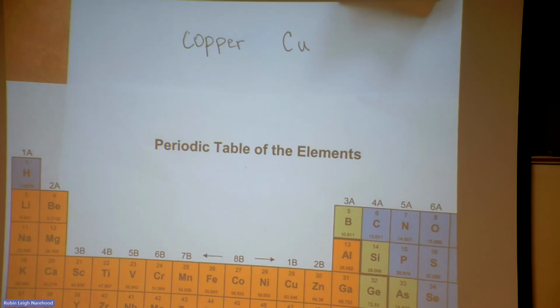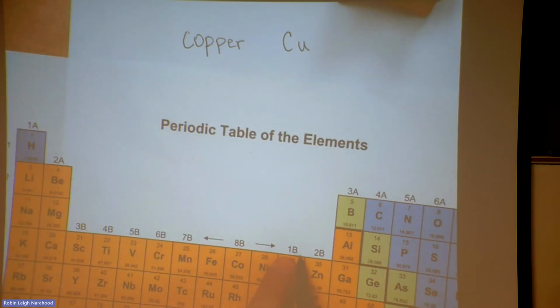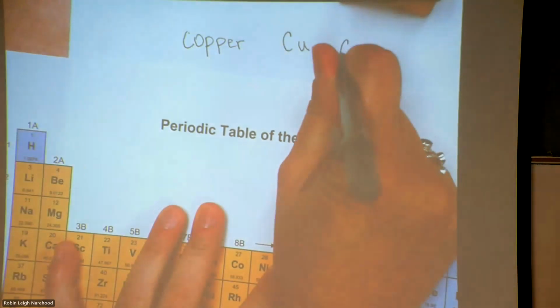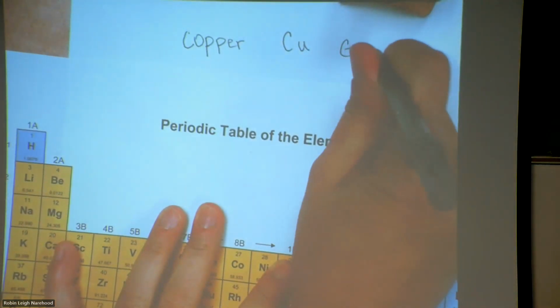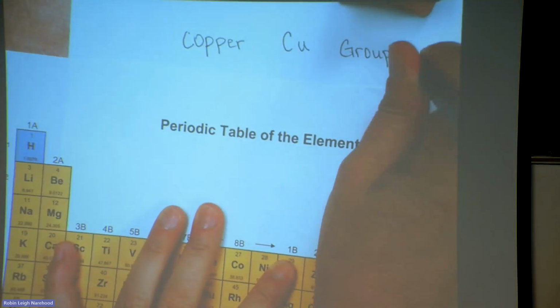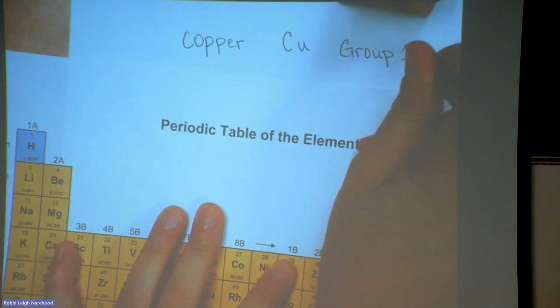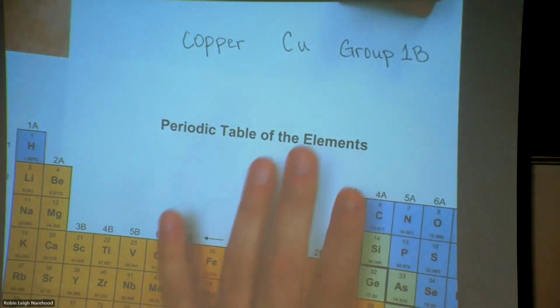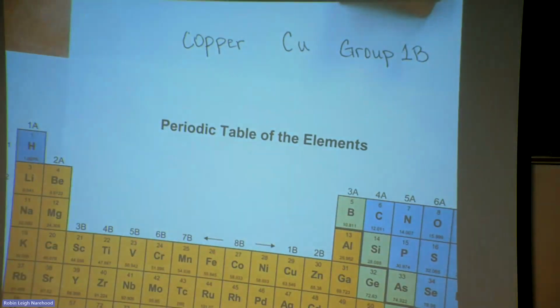And so this is done in columns and rows. The column that it's in has a 1B over it. Whatever is written above the column is called its group number. So on the periodic table, the columns are called groups. We have numbers and letters. It's either an A or a B, and the numbers range from 1 to 8. So copper is in 1B.